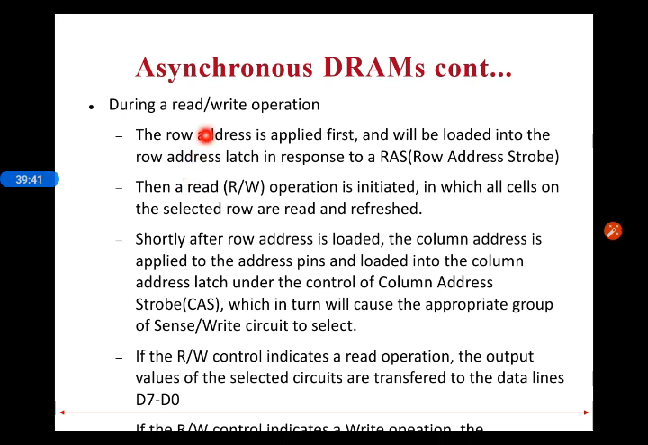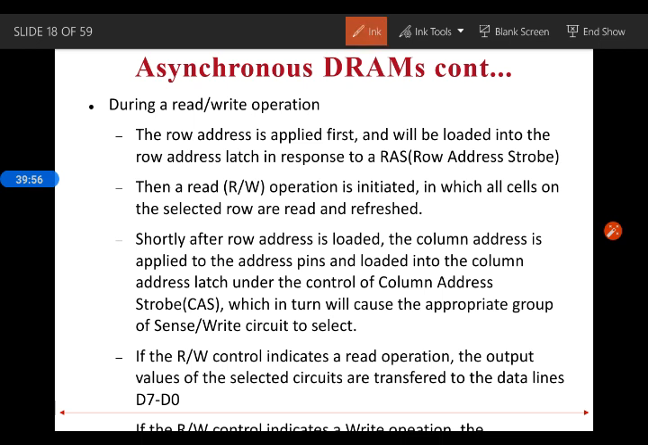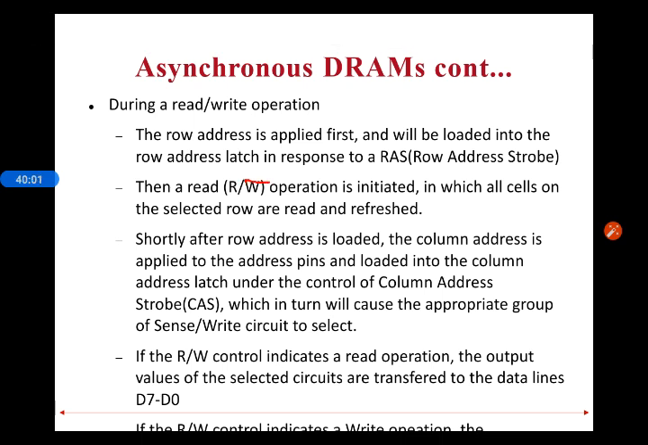During a write operation, the row address is applied first and will be loaded into the row address latch in response to RAS. Then a read, R/W bar, so it is W bar. Then a read operation is initiated in which all cells on the selected row are read and refreshed, and shortly after the row address is loaded, the column address.